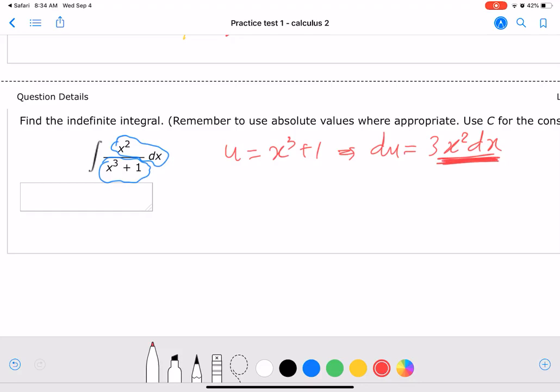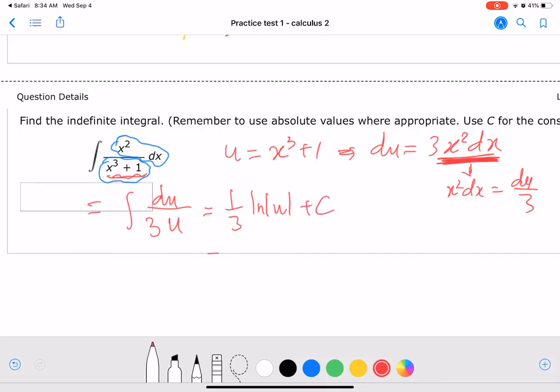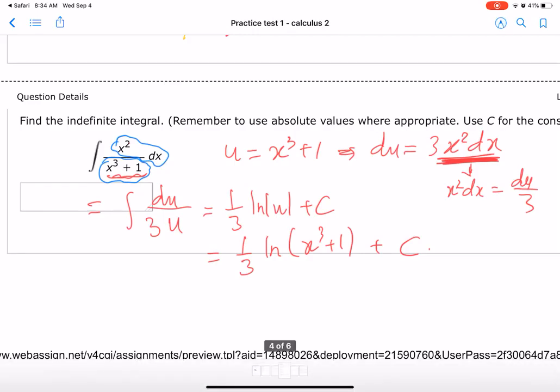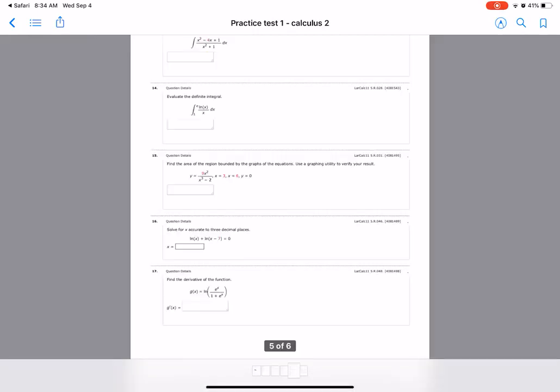That is very good. And then I can rewrite our original integral, where x squared dx is du over 3. So I write here du over 3, okay? And then all this thing is just u, you see? And this is 1/3 ln of absolute value of u plus c. And that is nothing but 1/3 ln of x cubed plus 1 plus c. So I think such a problem is pretty easy enough. Okay, let's move to the next one.